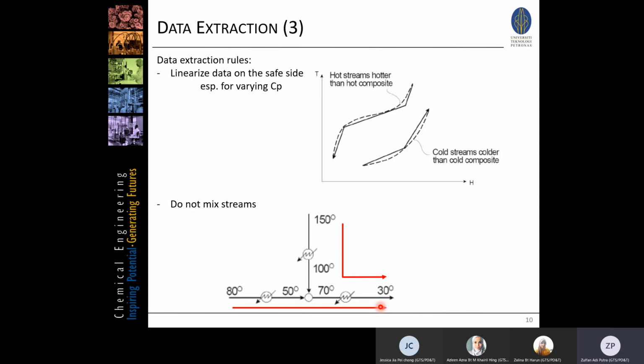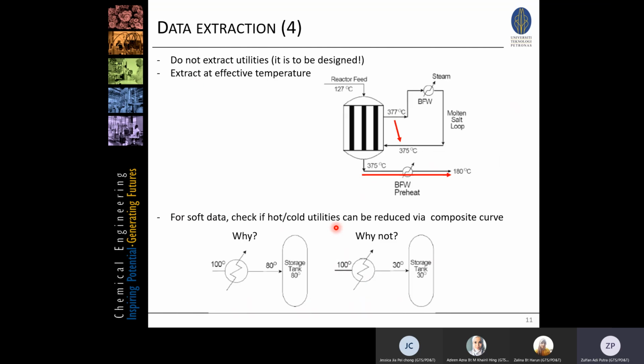Why is it not recommended to mix streams? Because for a mixed stream, we don't know how or why they are being mixed. If we know exactly the reason why they are being mixed, fine. But if there is no known reason, it's better to separate them so that we do not lose any opportunity in the heat recovery later on.